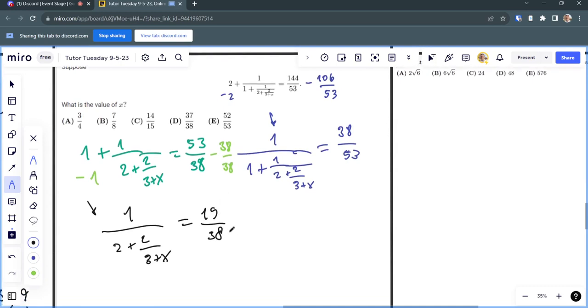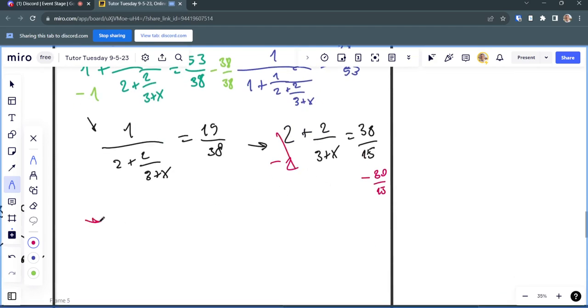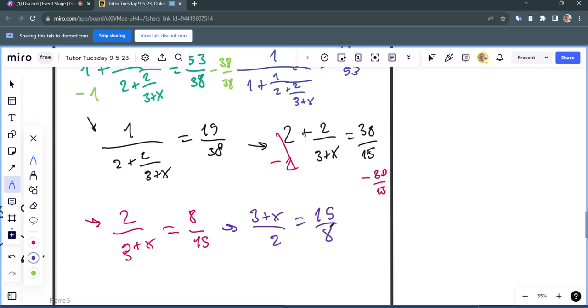And we can just keep repeating these same steps, right? Take the reciprocal again, it's going to become 2 plus 2 over 3 plus x equals 38 over 15. And again, subtract 2. I guess it's just a step-by-step thing. Then we get 2 over 3 plus x equals 8 over 15. Guys, one more step. We're going to speed run this question. Take the reciprocal. 3 plus x over 2 equals 15 over 8.